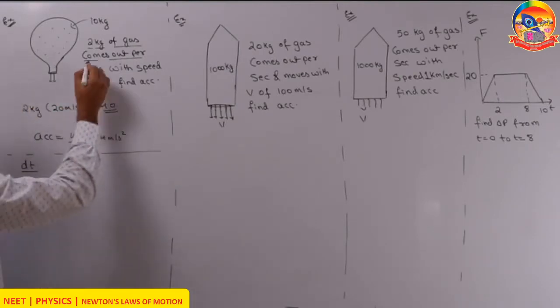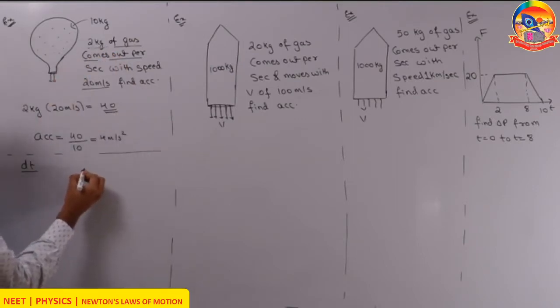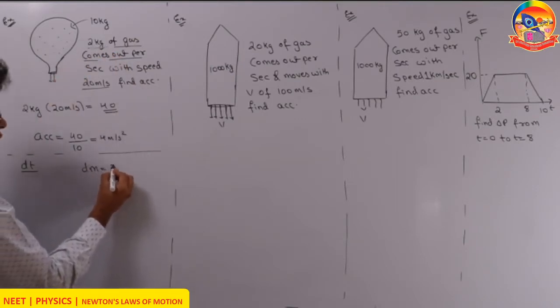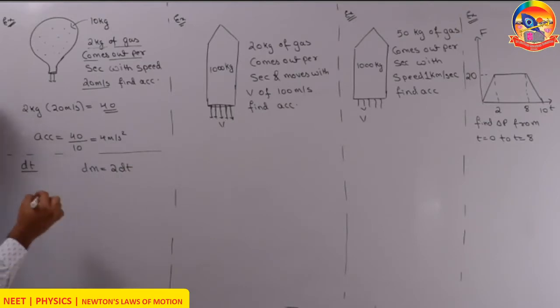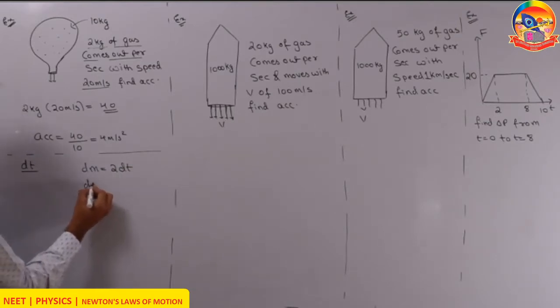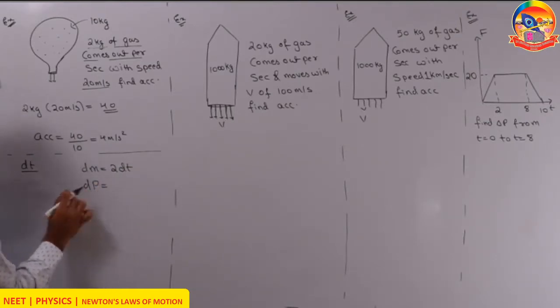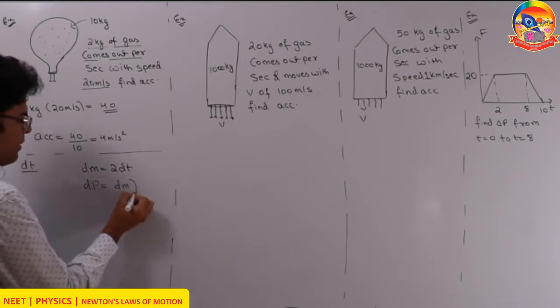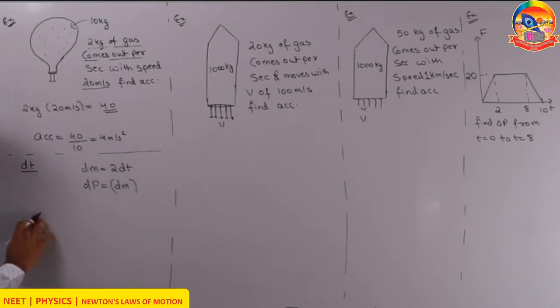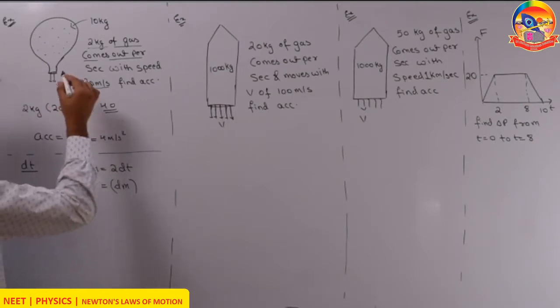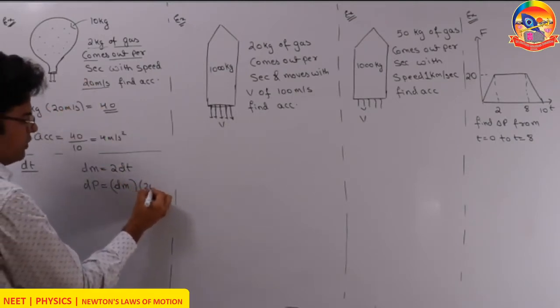So if 2 kg comes out per second, in a time dt the mass of gas coming out will be 2 into dt. In the time dt, how much momentum will be transferred? Infinitely small momentum. That will be equal to infinitely small mass that comes out times its change in velocity. Inside the balloon, speed is 0. After coming out, speed is 20. So the change in velocity is 20.